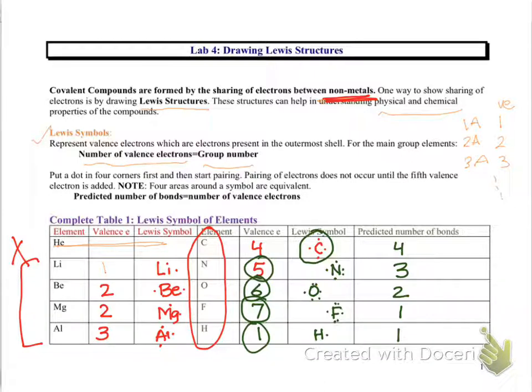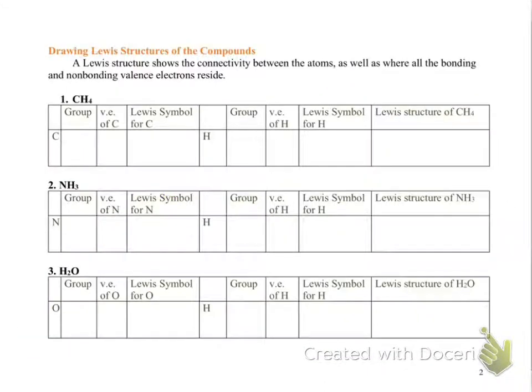So let's see what these bonds are. For example, we're going to practice drawing the Lewis structures for CH4, NH3 and H2O. CH4, methane, is that a covalent compound? Yes. Why? Because both carbon and hydrogen are nonmetals. So that means this compound is formed by the sharing of electrons. So let's fill this table. Carbon, which group is it in? The 4th A group. It has 4 valence electrons.